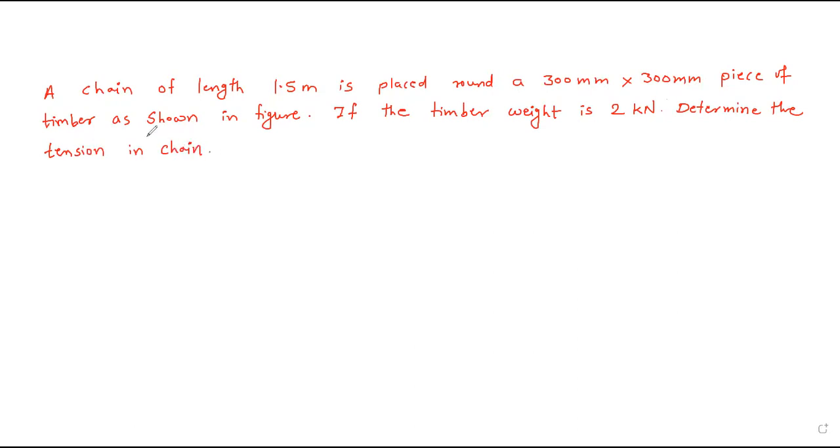So the problem is a chain of total length of 1.25 meter is placed around a piece of timber. The size of that piece is 300 mm by 300 mm and its weight is 2 kilonewton. So we have to determine what will be the tension in that chain which is around that piece of timber. The diagram is also given. I will draw the diagram now.